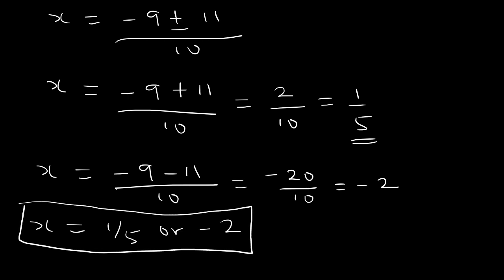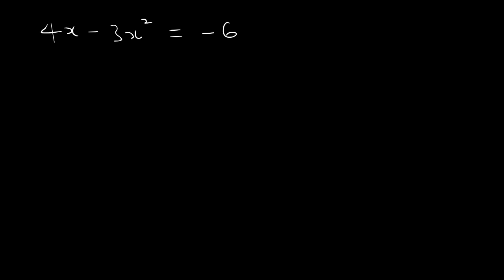So we'll look at the second question now. Our second question, we have 4x minus 3x squared equal to minus 6. Now, if you look at this problem, it is not in the standard quadratic equation format. So we are going to rearrange this equation. So first thing, we'll move minus 6 to the left hand side. If we do that, the sign will change from negative to positive. So here becomes plus 6 is equal to 0.